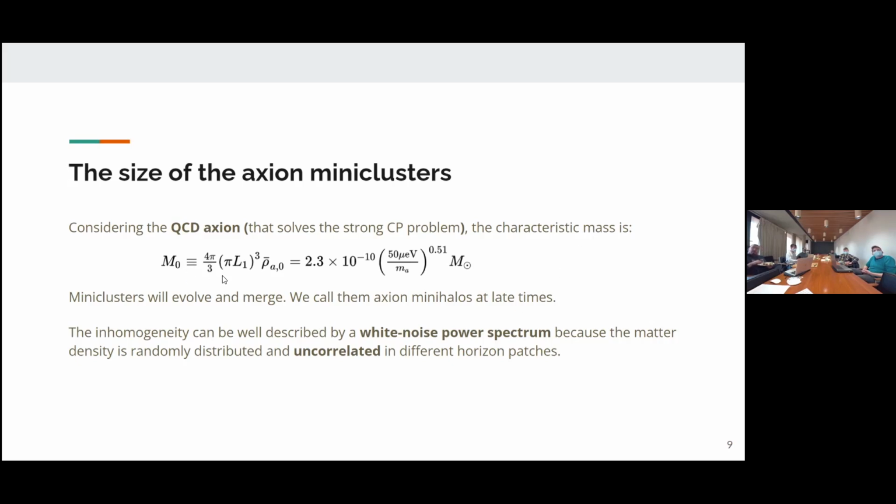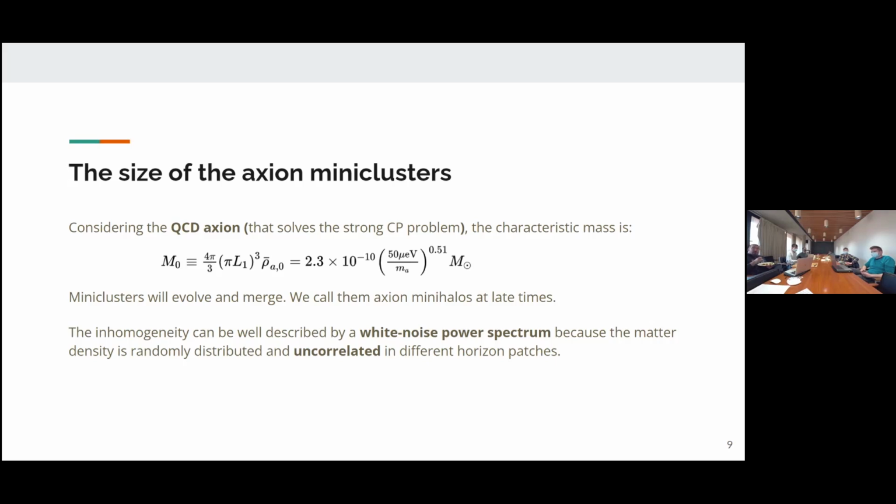Therefore, it's given by this volume times your comoving dark matter density, which is about, the benchmark is about 10⁻¹⁰ solar mass. So they will evolve and merge. We call them axion mini halos at later times. And the inhomogeneity can be well described by a white noise power spectrum because the matter density, as emphasized, is randomly distributed and uncorrelated in different horizon patches.